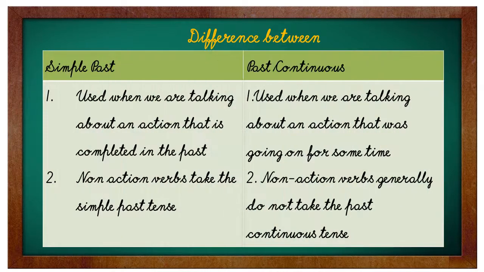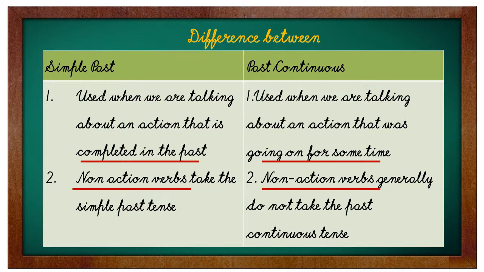Difference between simple past and past continuous tense. Simple past tense is used when we are talking about an action that is completed in the past, whereas past continuous tense is used when we are talking about an action that was going on for some time. Non-action verbs take the simple past tense, whereas non-action verbs generally do not take the past continuous tense.